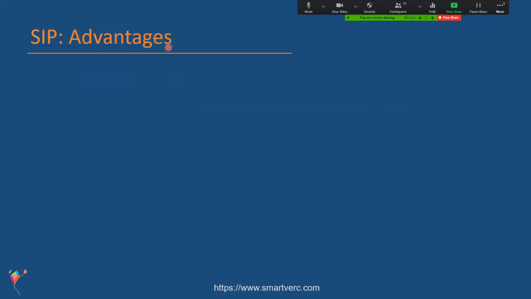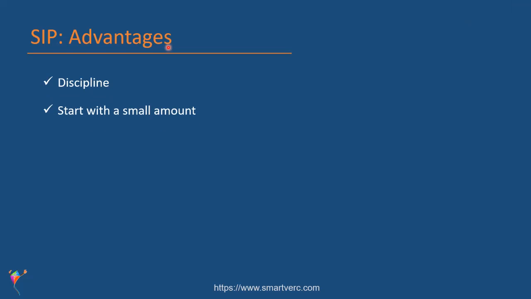What is the advantage of SIP? As I said, the returns are clipped because you are not investing in one go. So the volatility is reduced, but what are the other advantages? There is discipline. Every month you have to invest. And secondly, instead of investing a full amount in one go, you can start with a small amount, maybe 2,000 rupees a month. Over a period of time, that gives you the benefit of compounding.